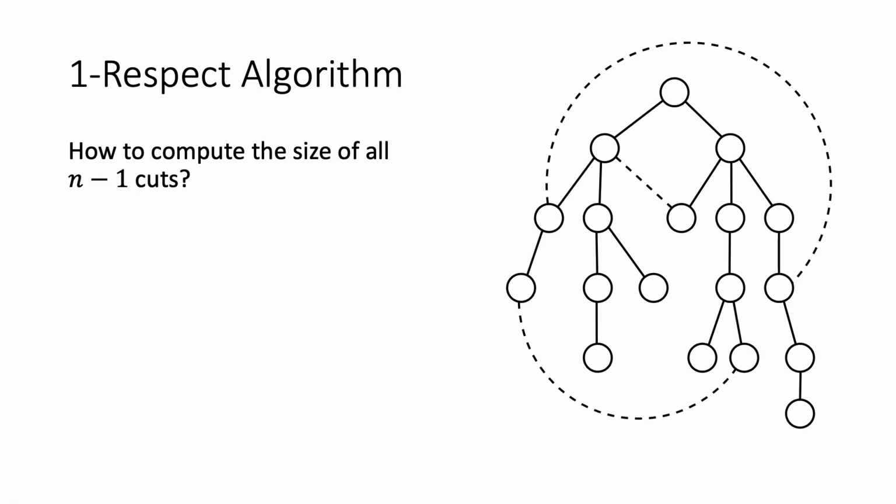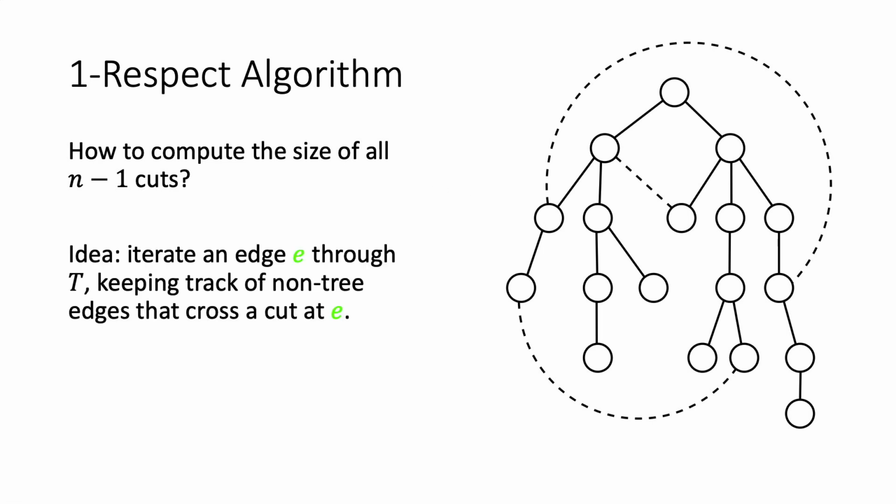Okay, so now the question is, how do I compute the size of all these n-1 possible cuts that cut just one edge of T? Here's a pretty straightforward idea. What if we just iterate an edge E through T, keeping track of the non-tree edges that cross a cut at E? I can try this on our example here. I start off with this cut. There's just one non-tree edge that crosses the cut. I add this other non-tree edge, and I finally add the third one. It goes like this. These things fall off the cut, and so on and so forth.